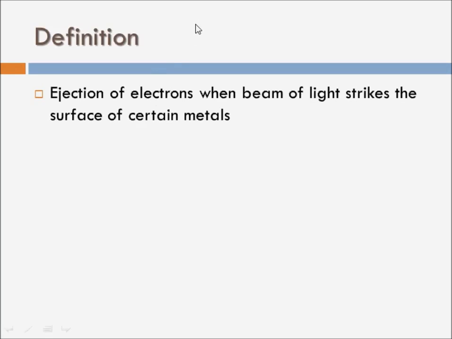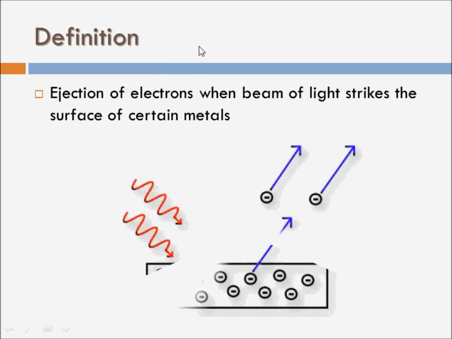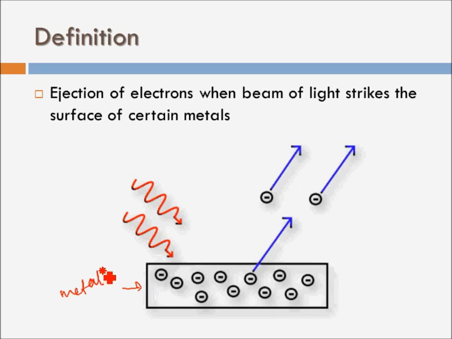For example, you have certain metals, say sodium, or potassium and so on. So whenever you have this metallic body here and whenever a light wave, these red color waves are your electromagnetic waves or light waves, strike a metallic body, they sometimes lead to ejection of electrons.